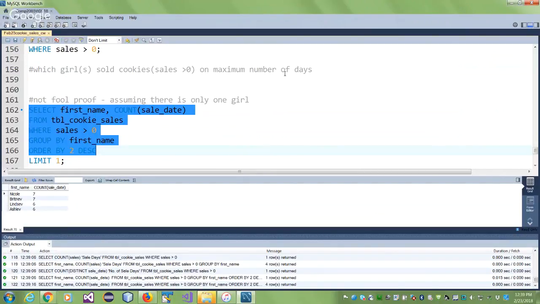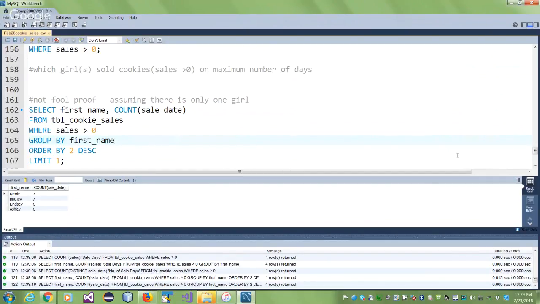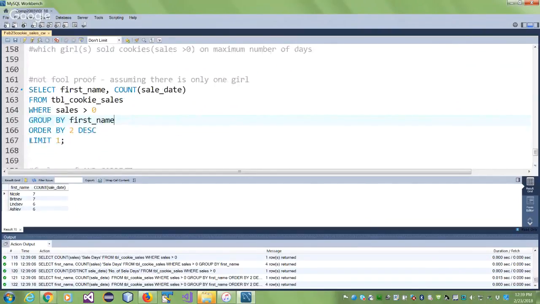But logically, if there were many girls or if it was a big application, you would say, oh, you know what? I'm only going to show my first record. So here, that's something new you haven't seen before: limit 1. What is limit? Limit says how many records you want to display on the screen. So I'm only displaying the first record, assuming whoever is first, because I've put them in descending order, sold the maximum.